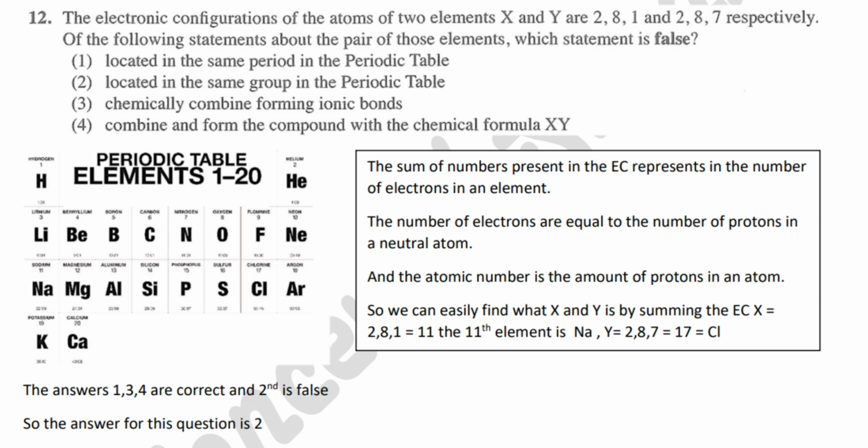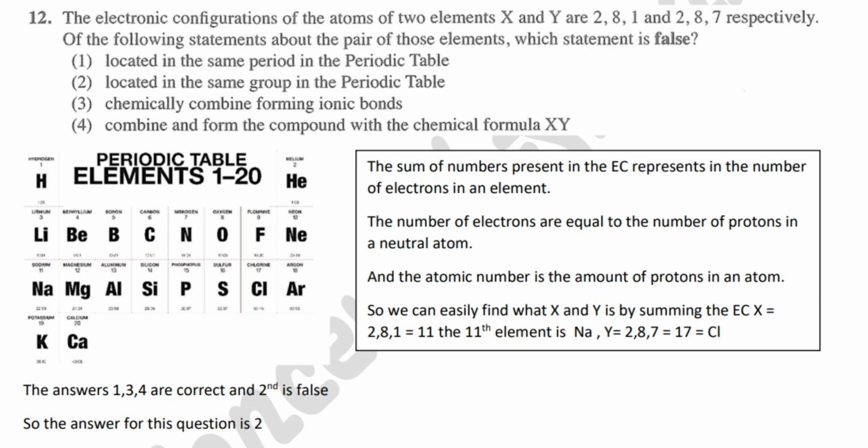If you remember the first 20 elements in the periodic table, I think it's really important to remember the first 20, because if you know them, you can get at least 15 marks in the paper just by knowing this. It's very useful. You can get valence numbers, you can write formulas, things like that. So we can easily find X and Y by summing the electronic configuration.